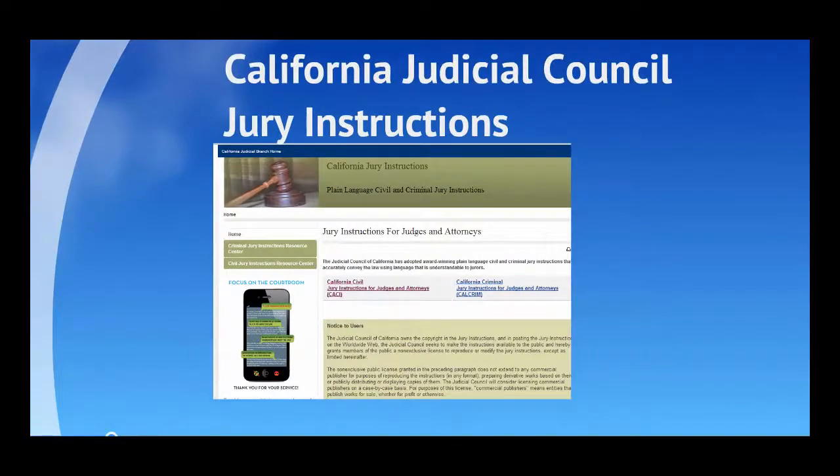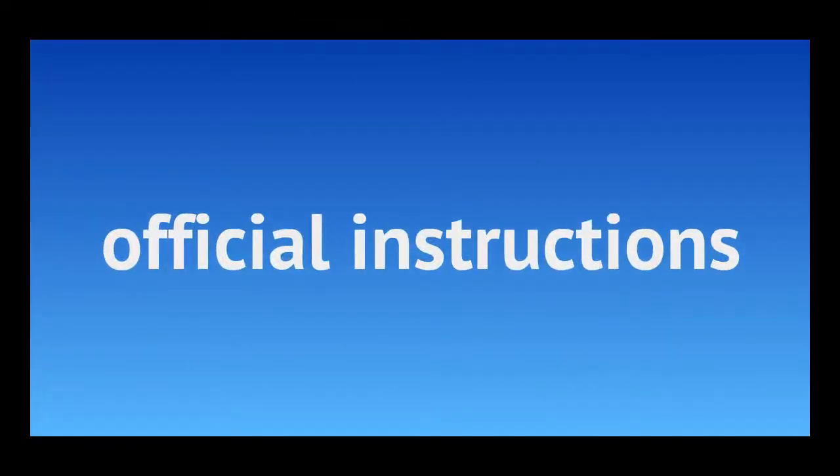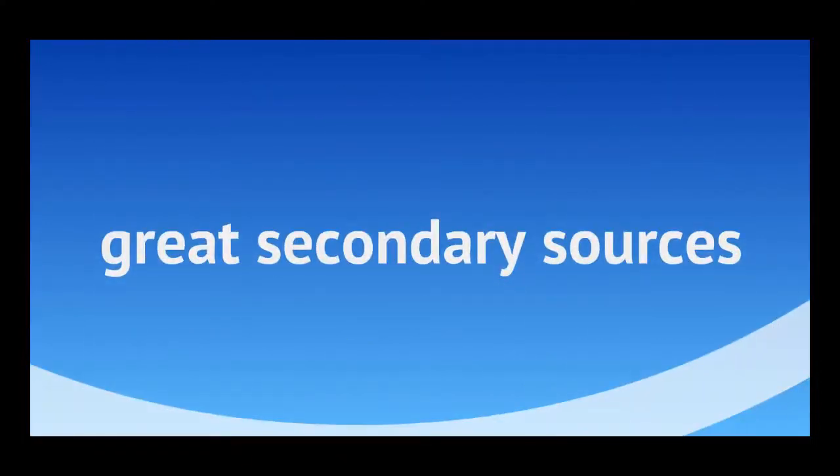As the title suggests, the main purpose of jury instructions is to state the law for jurors. In fact, the California Rules of Court provide that the jury instructions set forth by the Judicial Council are the official instructions for use in California. So why do we care? Jury instructions are also great secondary sources for research in California law.